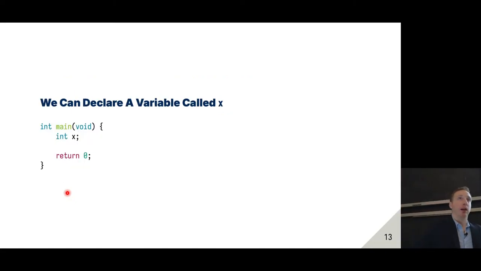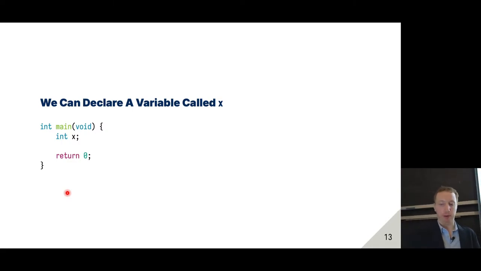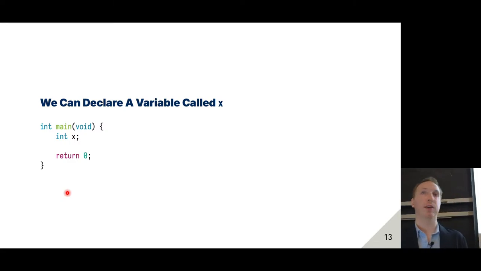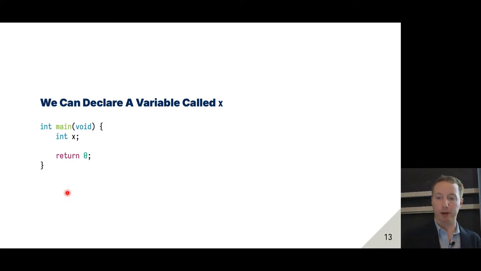So if we go back to our C program, we can declare a variable called x. So we start int main, and then the next line could be int x. So that creates a variable called x, and its type is an integer. So that x will consume 4 bytes, and it could have any value from the range we said before.